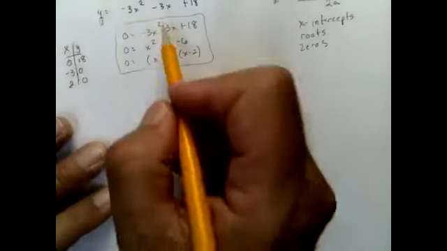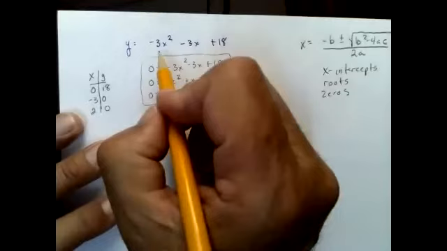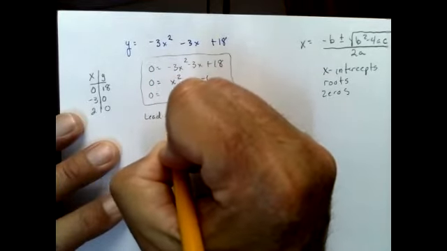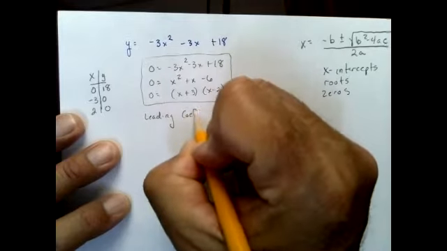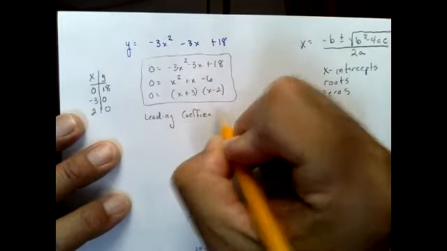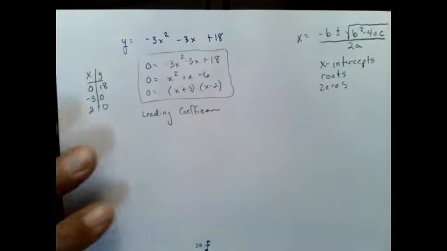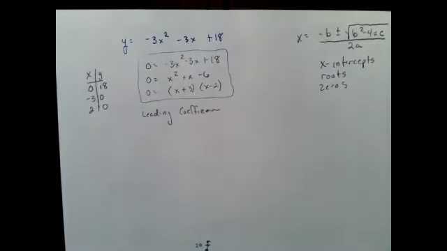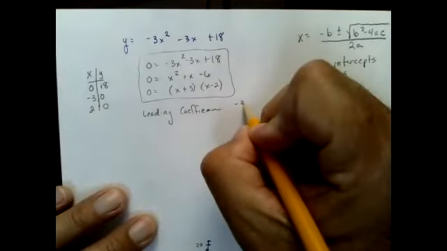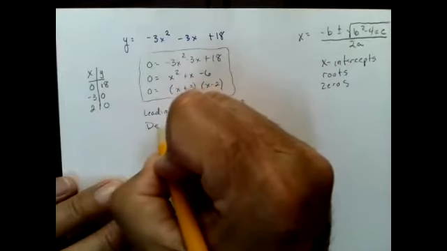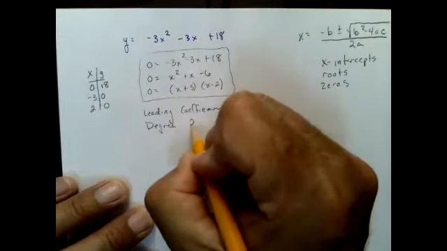Now, a couple of things that we learned as we went along. Because the leading coefficient is negative 3, we identified that. We knew the degree was 2.